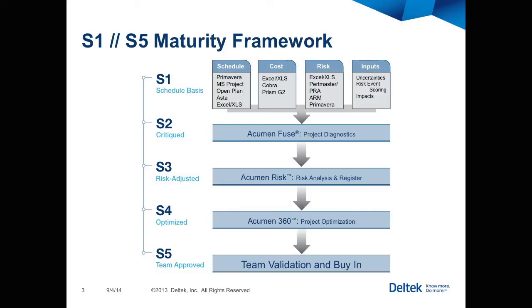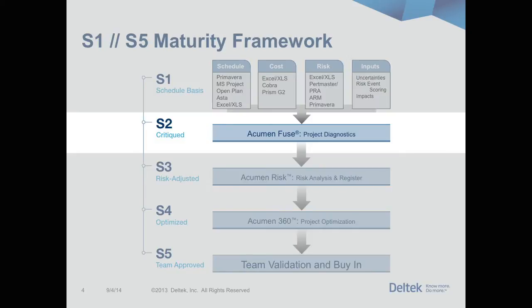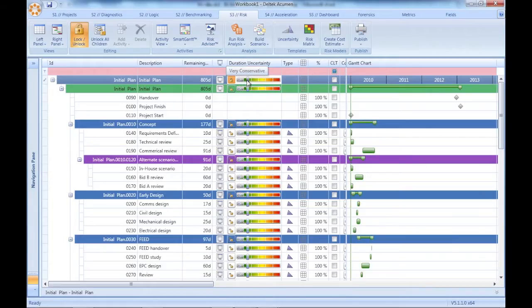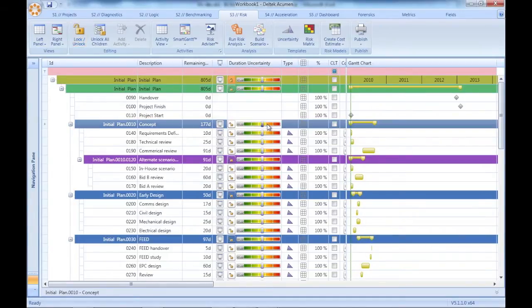First, risk is a component of the Deltek Acumen suite, meaning that once you've performed a quality analysis of your schedule with Fuse, you can seamlessly transition into risk just by clicking on a single tab at the top of the screen. Next, and here's where the real time savings comes in, you set duration uncertainty on each of your tasks. These values, illustrated to the team as colors from green to red, reflect the project team's confidence as to whether the task durations are conservative or if they've been planned aggressively.